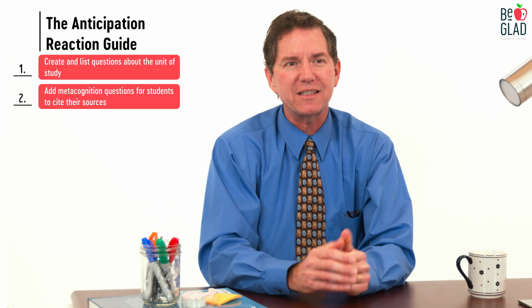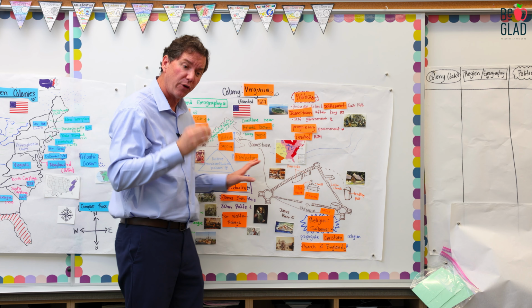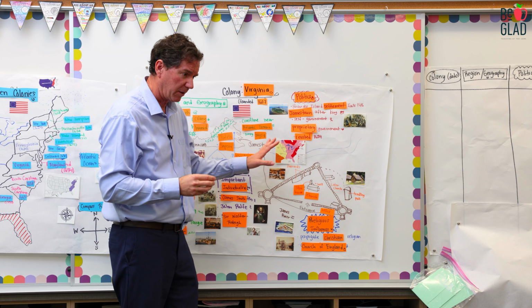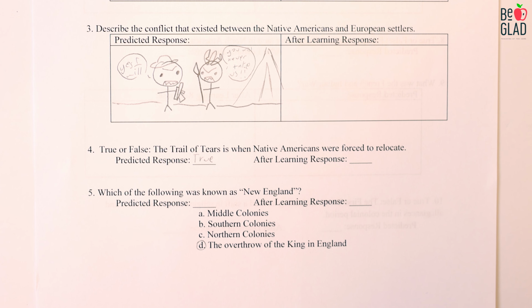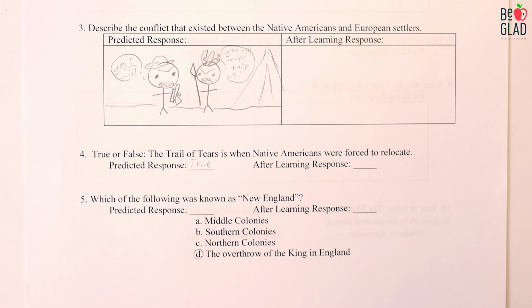This leads to students citing evidence and utilizing the materials around them, the information that they've learned, to cite sources and prove their point. List the question and then create a space for the anticipation portion and for the reaction portion. This should be done on the same piece of paper.